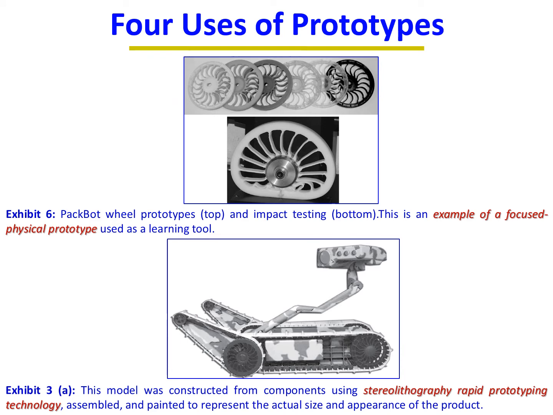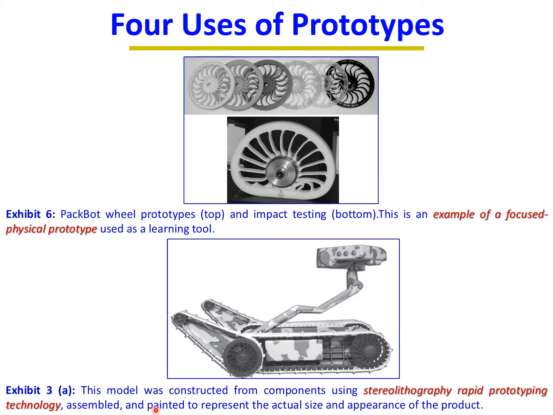So we are showing exhibit 6 again, exhibit 3 again. Here you can see actual testing, PACBOT, wheel prototypes and impact testing. These are the wheel prototypes and impact testing. Under impact loads, will they really work? So this is an example of a focused physical prototype used as a learning tool, right? You are learning whether this will work or not, and you are using a focused prototype. This model was constructed from components using stereolithography rapid prototyping. We will see later on that this is one technique to make rapid prototypes.